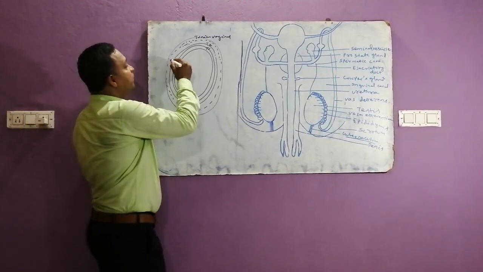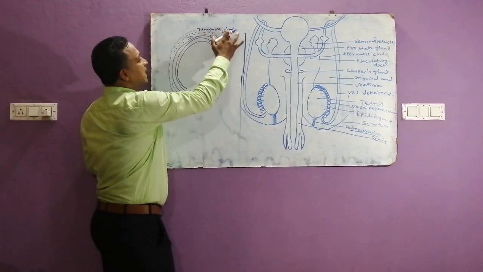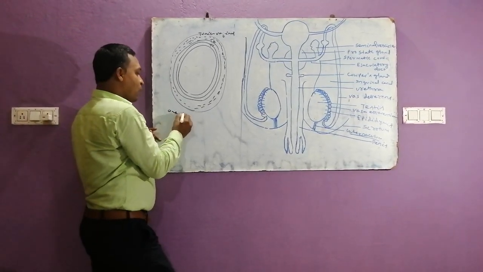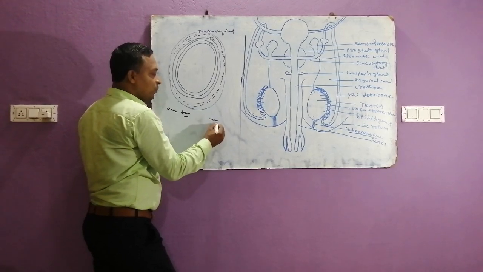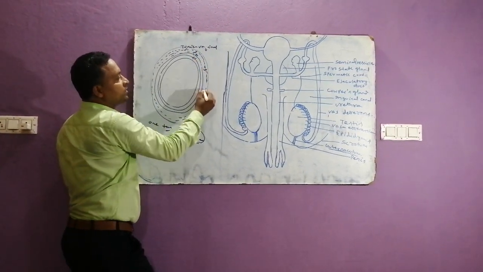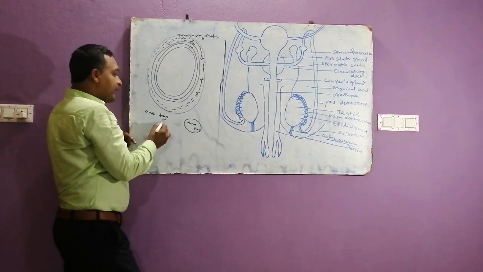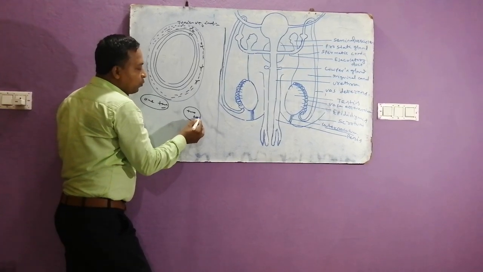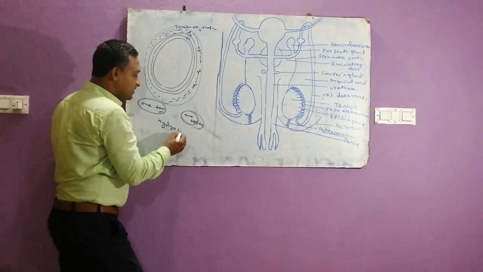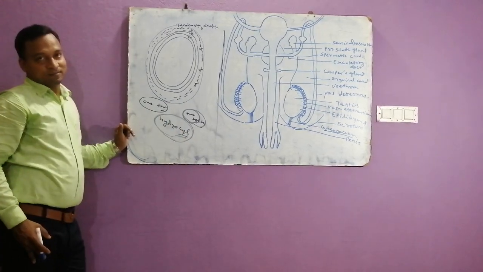If the amount of fluid is more, it increases the size of the testis. This can occur in one testis or in two testes. This type of disorder, where extra fluid is deposited below the tunica vaginalis, is called hydrocele. This is a common disorder in males.